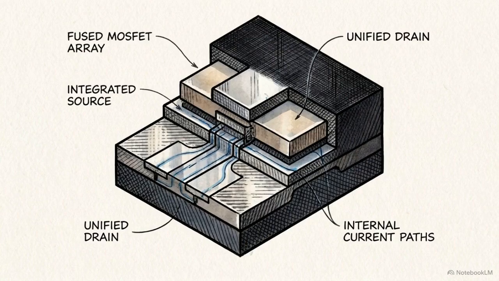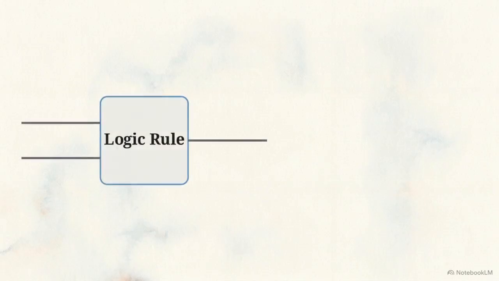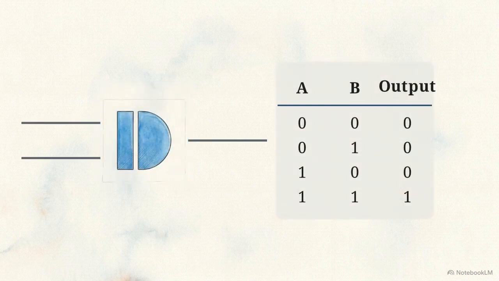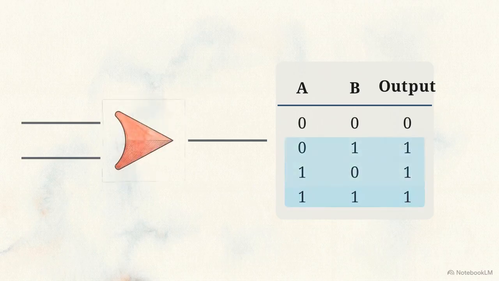When engineers wire specific combinations of these transistors together, they create what is called a logic gate. A logic gate is a tiny circuit that receives input voltages, follows a strict mathematical rule, and spits out an output voltage. This diagram illustrates the first rule, the AND gate. It is incredibly strict. The AND gate only outputs a 1 if every input is a 1.